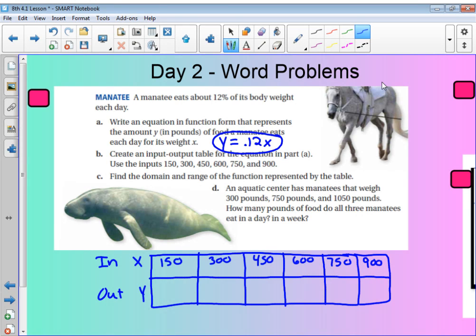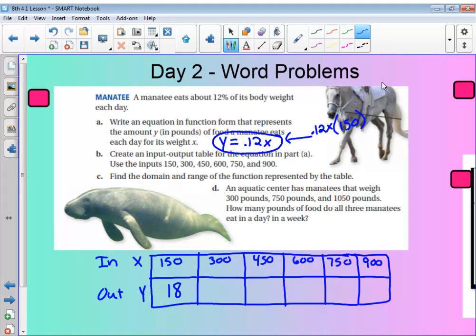So when I do this on my calculator, I am going to punch in this equation, 0.12 times, and then whatever my X is. So the first one that I'm going to do is 150. So when I punch in 0.12 times 150, it should give me 18, and it does. So it's going to require 18 pounds of food for that manatee for that one day.